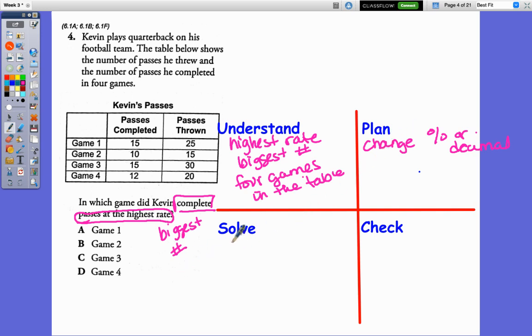So we're going to solve and we're going to look here. I'm going to do completed over throw every time. So let's do this in red. Game 1 is 15 out of 25. We're going to simplify that by dividing by 5. That gives me 3/5. Hopefully you remember the hand trick. 2, 4, 6 is 60%. If not, you would divide this and solve that.